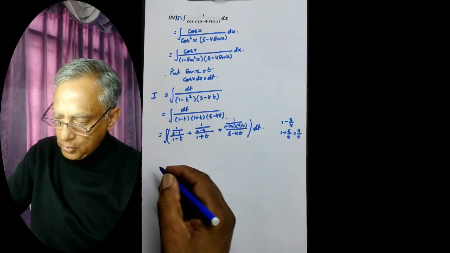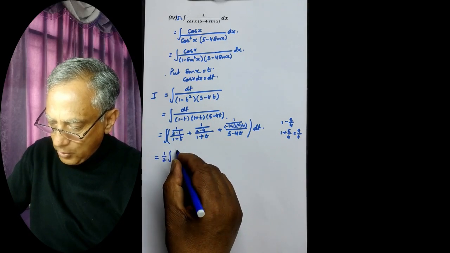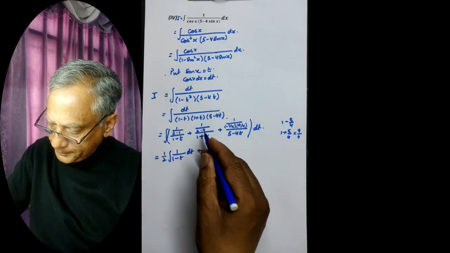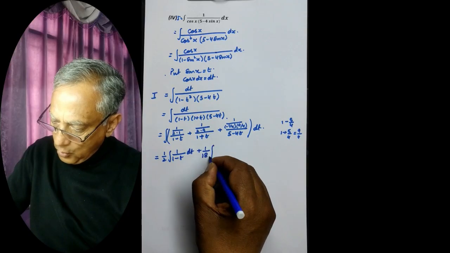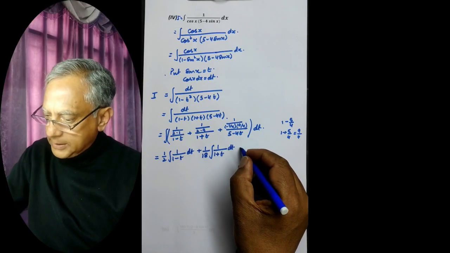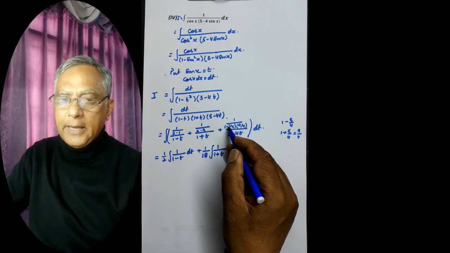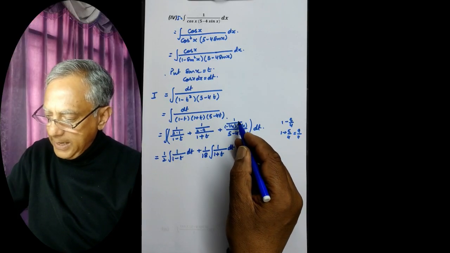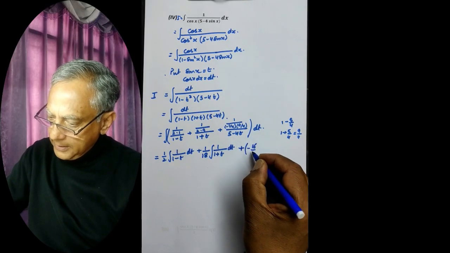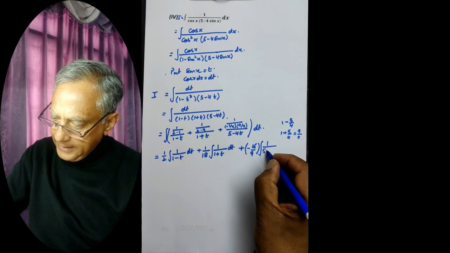So this is equal to, now this constant is half. So we will have half integral 1 over 1 minus t dt plus 1 by 18 integral 1 over 1 plus t dt. And calculate this. We will have 4 4s are 16, and this will be minus 9, so we will have minus 16 by 9. This will be minus 16 over 9 into integral of 1 over 5 minus 4t dt.